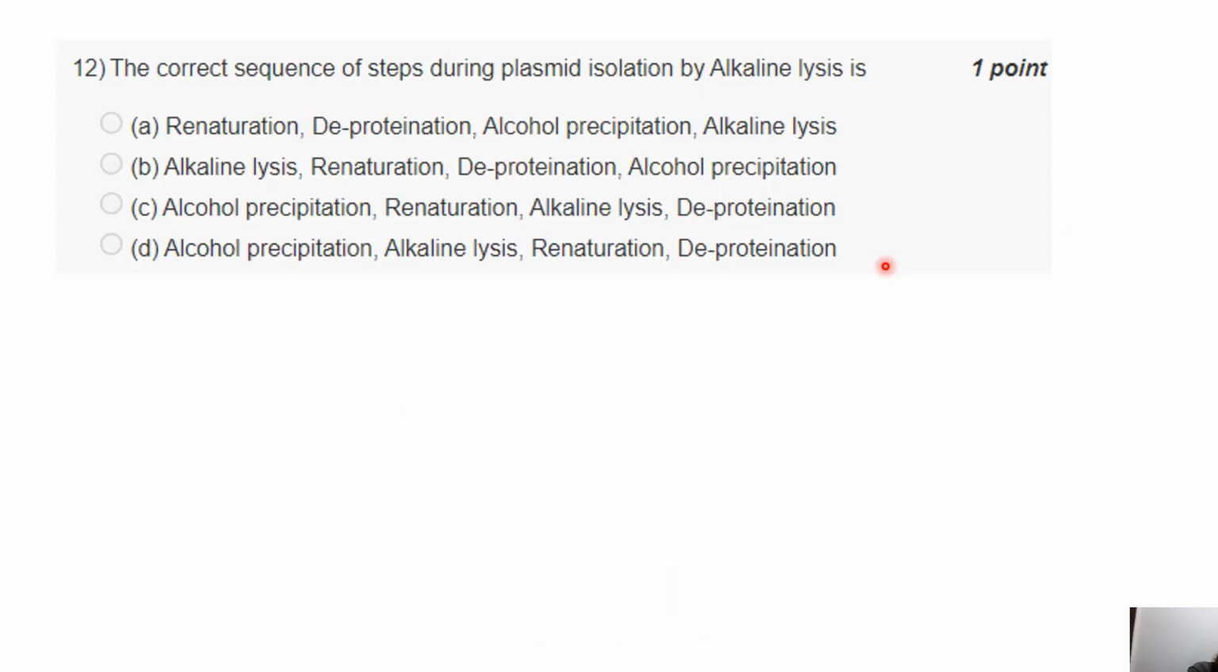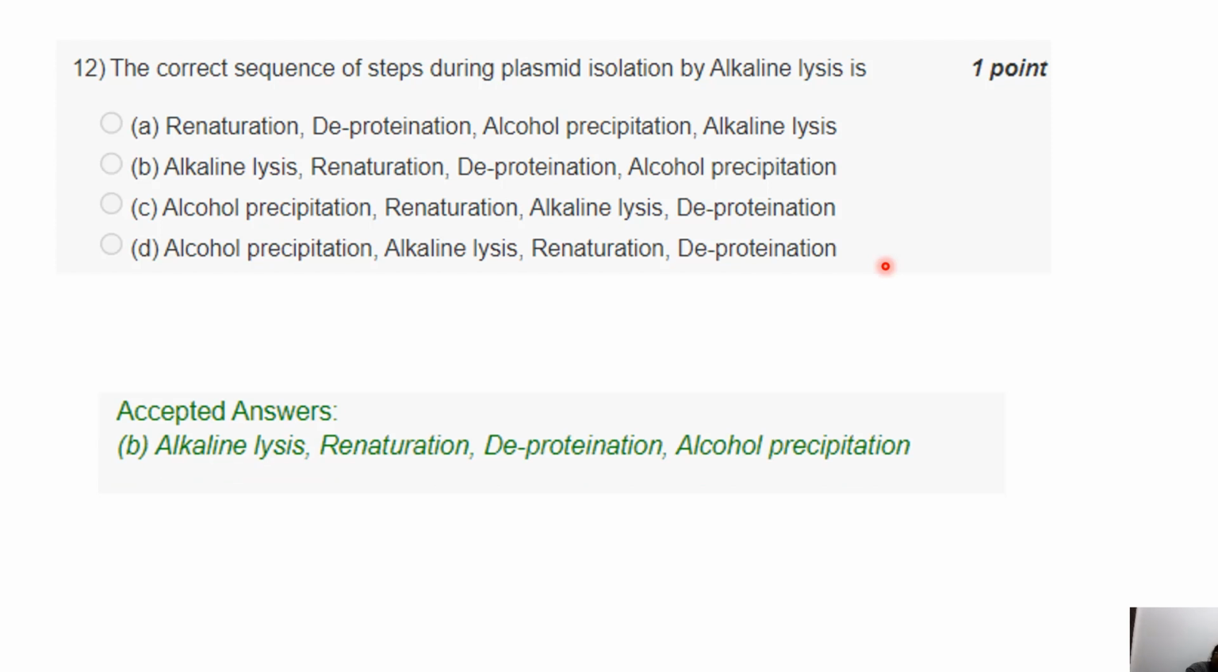So coming back to the question that we started with, the correct sequence of steps during plasmid isolation by alkaline lysis is alkaline lysis, renaturation, deproteination, and alcohol precipitation. So you're right.